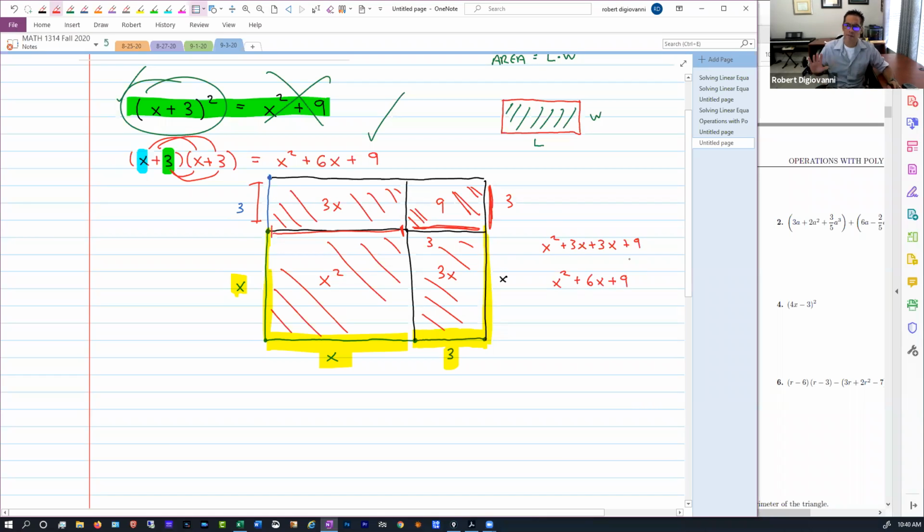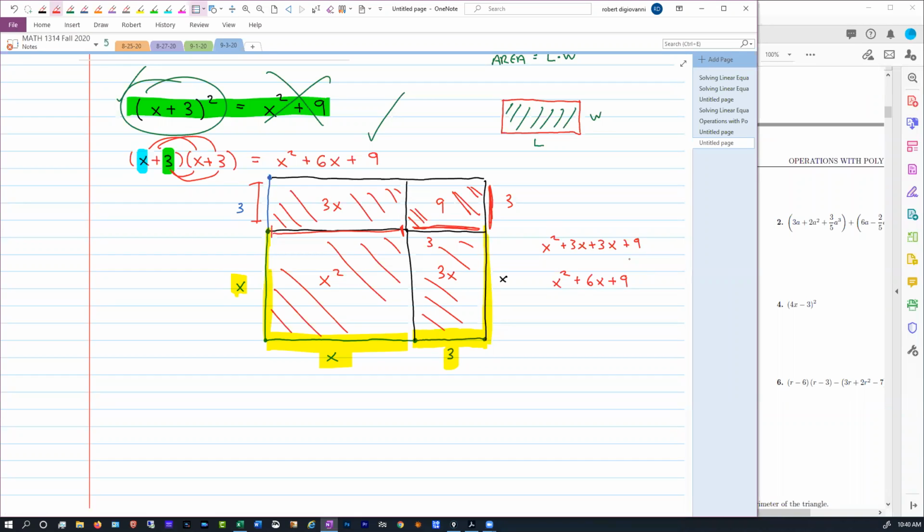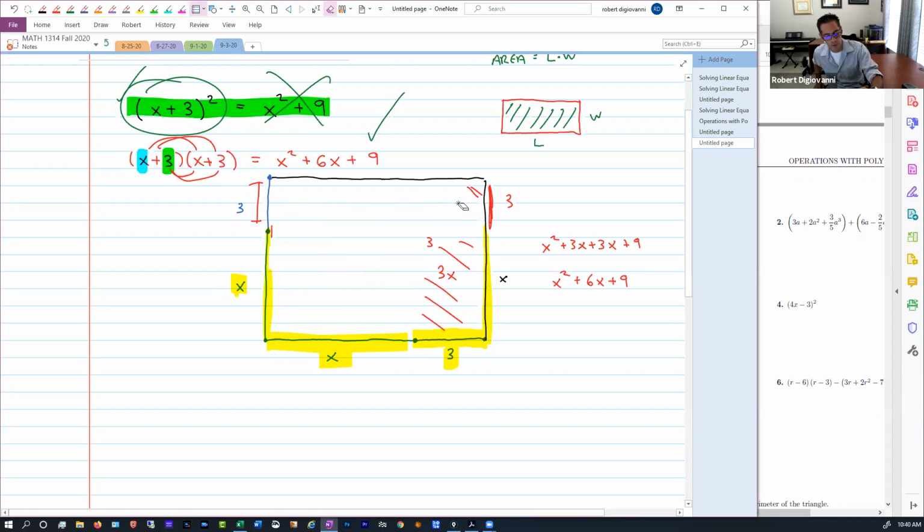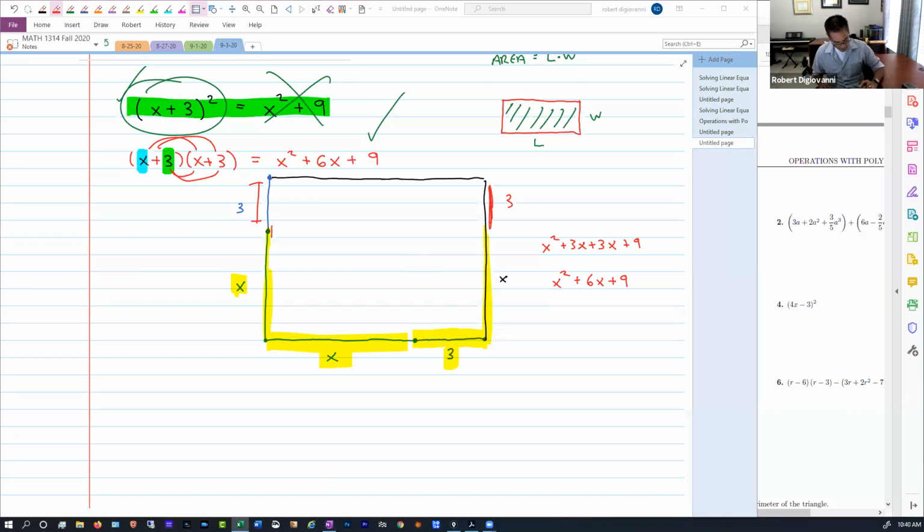Does everyone follow that? Okay. That still doesn't prove that that's what it should be. So I need to point something out. Let me erase everything here.